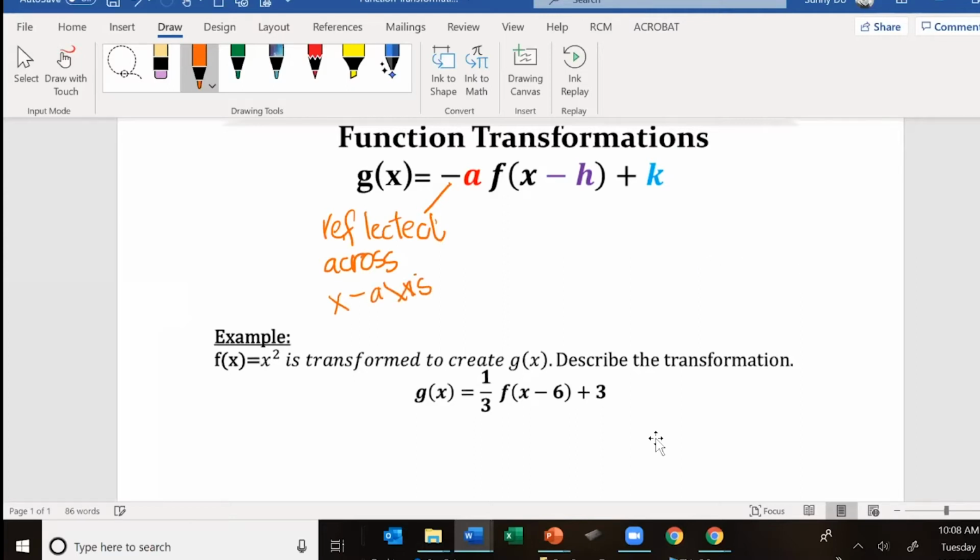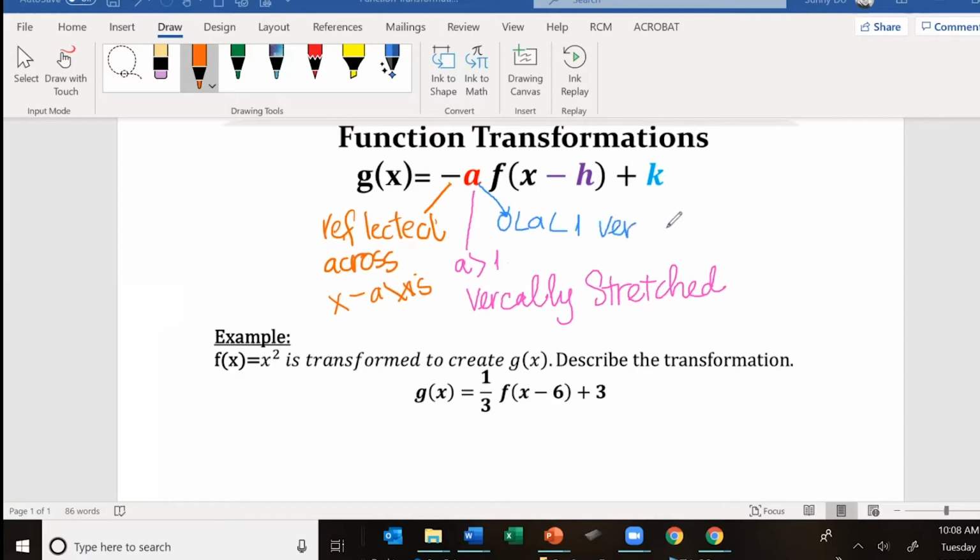Okay? And then sometimes you have a positive number, so it doesn't change what the graph looks like. A is the number in front. We call this one the leading coefficient. So two cases for this one. If A is greater than 1, if the number is bigger than 1, then your graph is going to be vertically stretched. Okay, vertically stretched. And then the opposite, if A is between 0 and 1, then your graph is going to be vertically compressed.